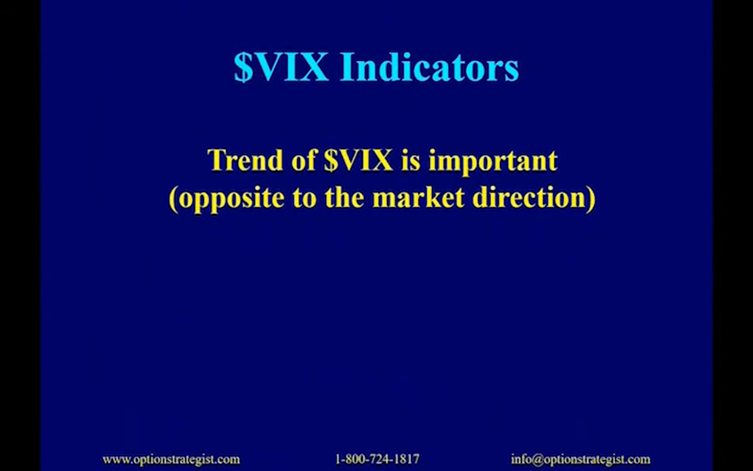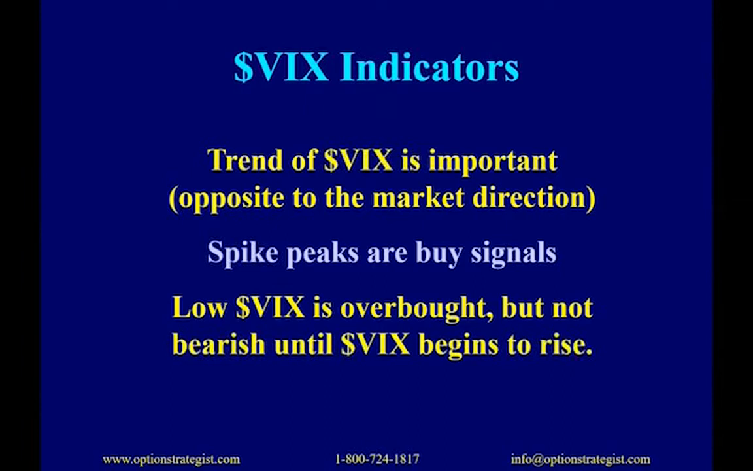VIX is the fourth thing we look at, the volatility of the market. The trend of VIX is very important, and it should be trending opposite to the market's direction. And secondly, spike peaks in VIX are buy signals for the market. So when VIX is very low, as it has been now, again, that's an overbought condition, but again, not a sell signal. It wouldn't be a sell signal until VIX begins to rise and trend higher.